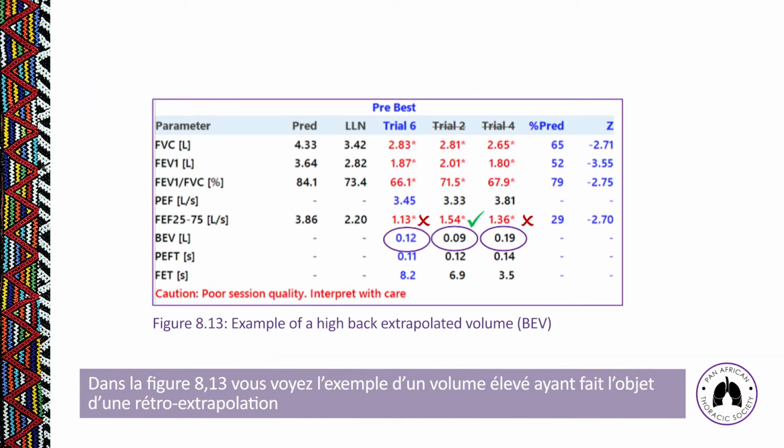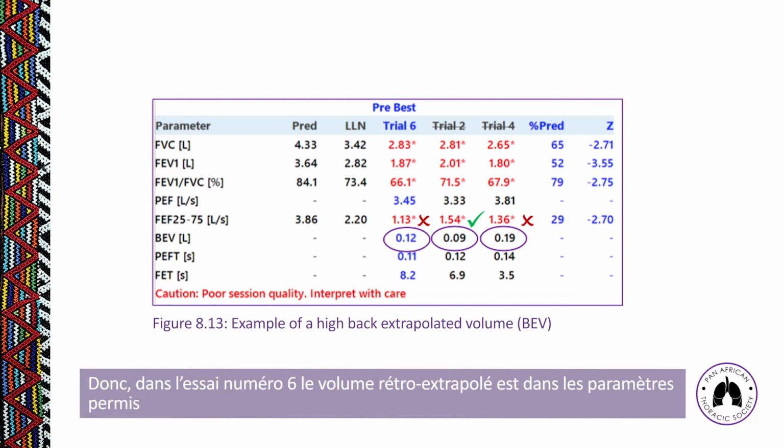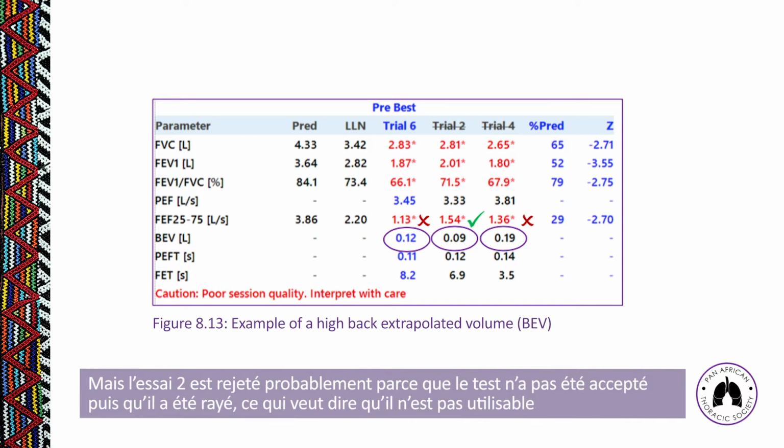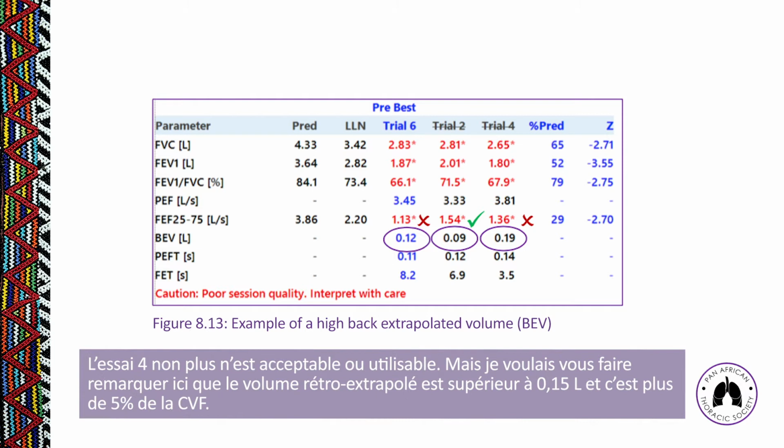In figure 8.13, you can see an example of high back extrapolated volumes. So in trial number 6, the back extrapolated volume is within the range allowed. But trial 2 is discarded, probably because the test wasn't accepted. You can see that it has a line through it, which means that it's not usable. And trial 4 is also not acceptable or usable.